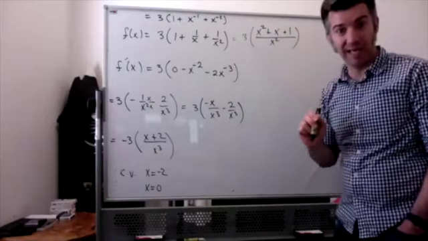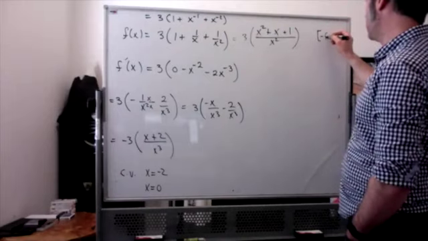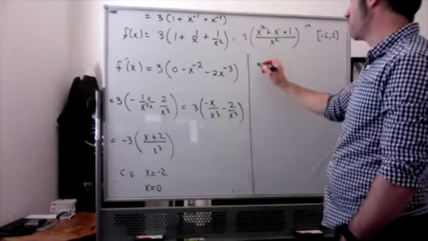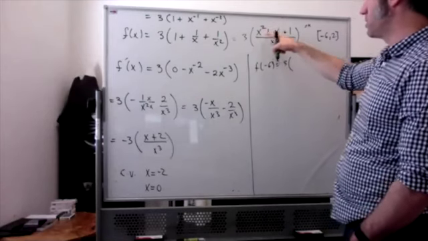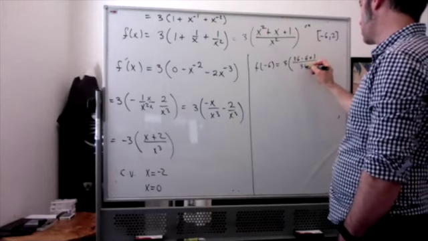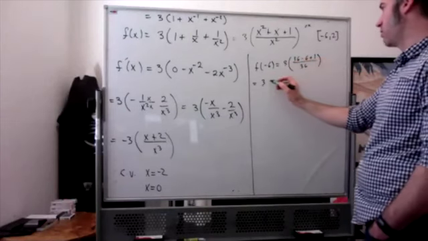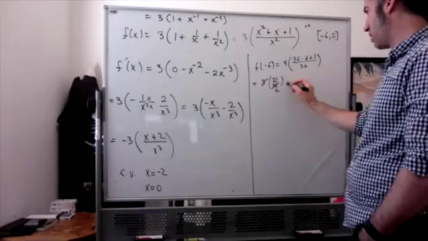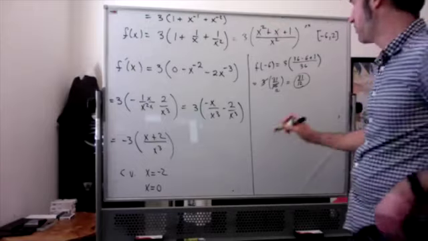That might be a little bit nicer to plug in negative 6 and 2 and negative 2 and 2. So let's see. f of negative 6 is going to be 3 times (36 minus 6 plus 1) all over 36. So that's going to be 3 times, let's see, 36 minus 30, 31 over 36. I can cancel a 3 and get 31 over 12. Okay, that's a number I can at least kind of make sense of.